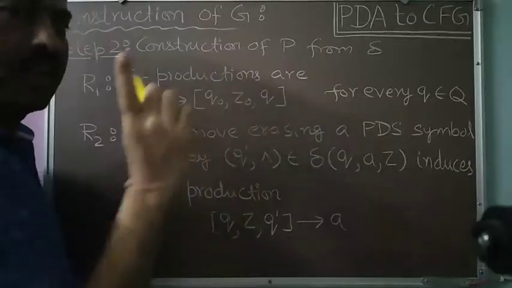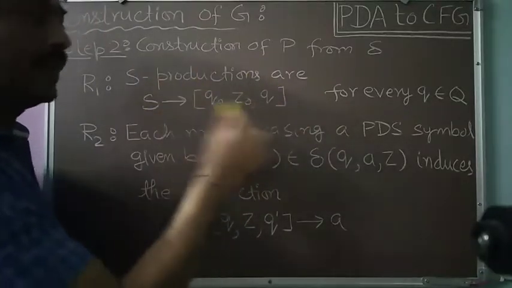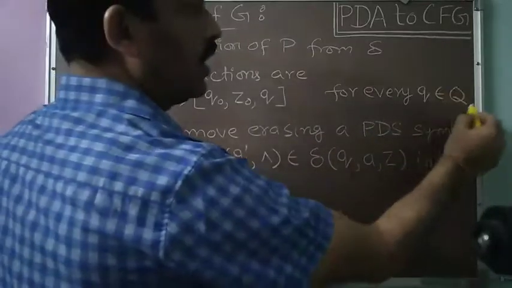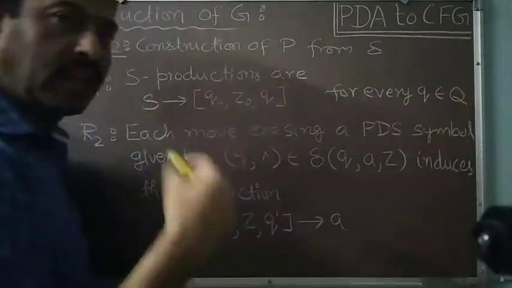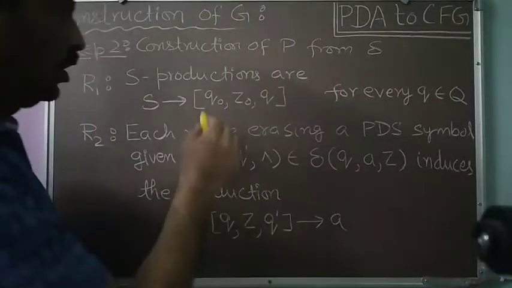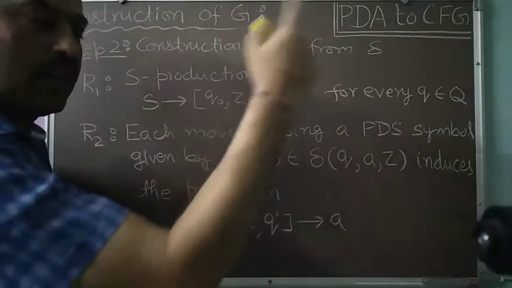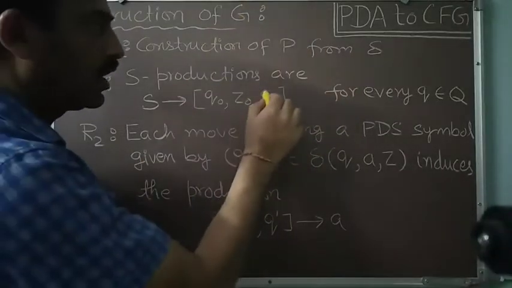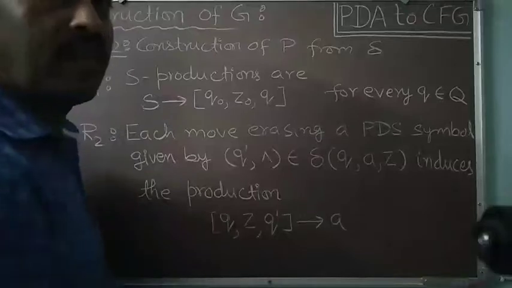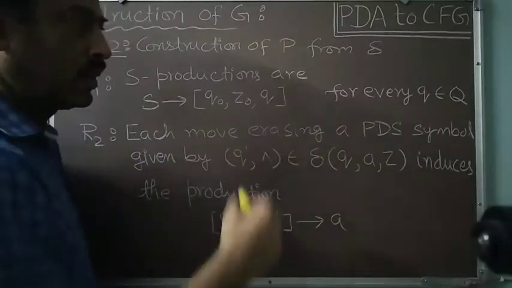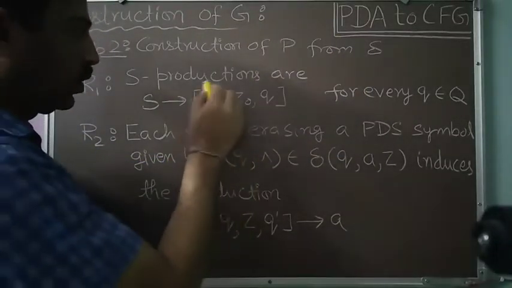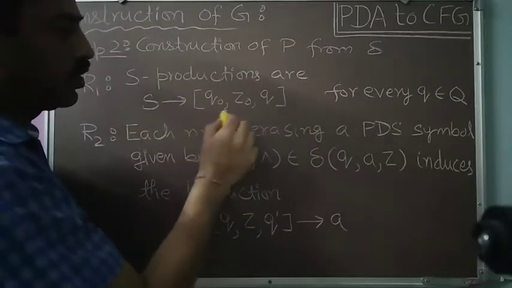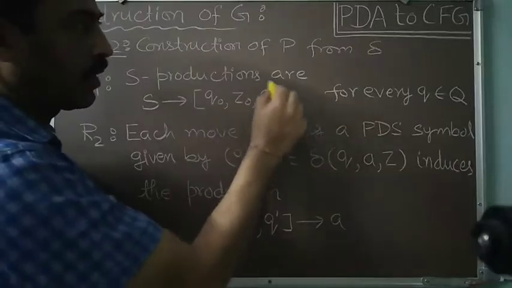So this will not be a single transition. There will be multiple such transitions depending on how many states we have in our capital Q, the set of states of the PDA. Q0 is the initial state of our PDA, Z0 is the initial push down store symbol of the PDA, and Q may be any state of capital Q, the set of states of the PDA. So the S productions will be of this form: S to [Q0 Z0 Q], where these two are fixed and this is a variable one.